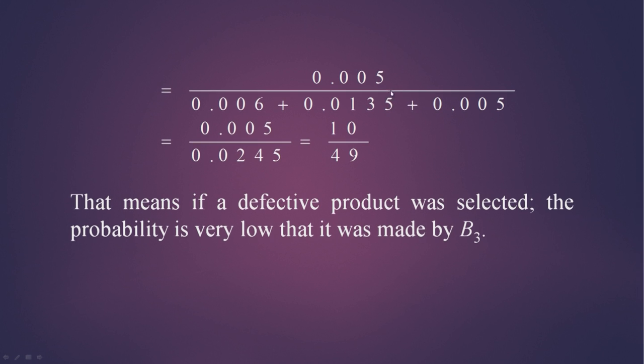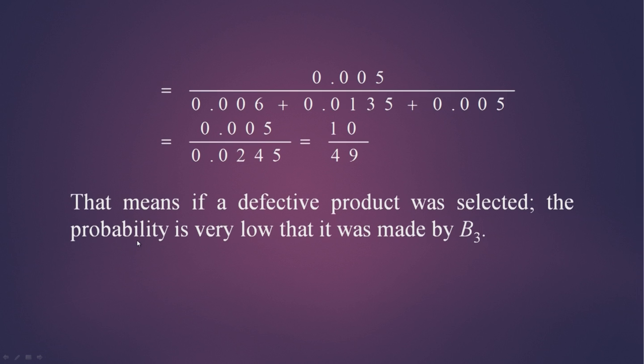So, the values are already obtained. So, we can substitute these values here. So, it will be 0.005 divided by 0.006 plus 0.0135 plus 0.005, which is the denominator, 0.0245, and the numerator is 0.005. So, it will be 10 by 49.